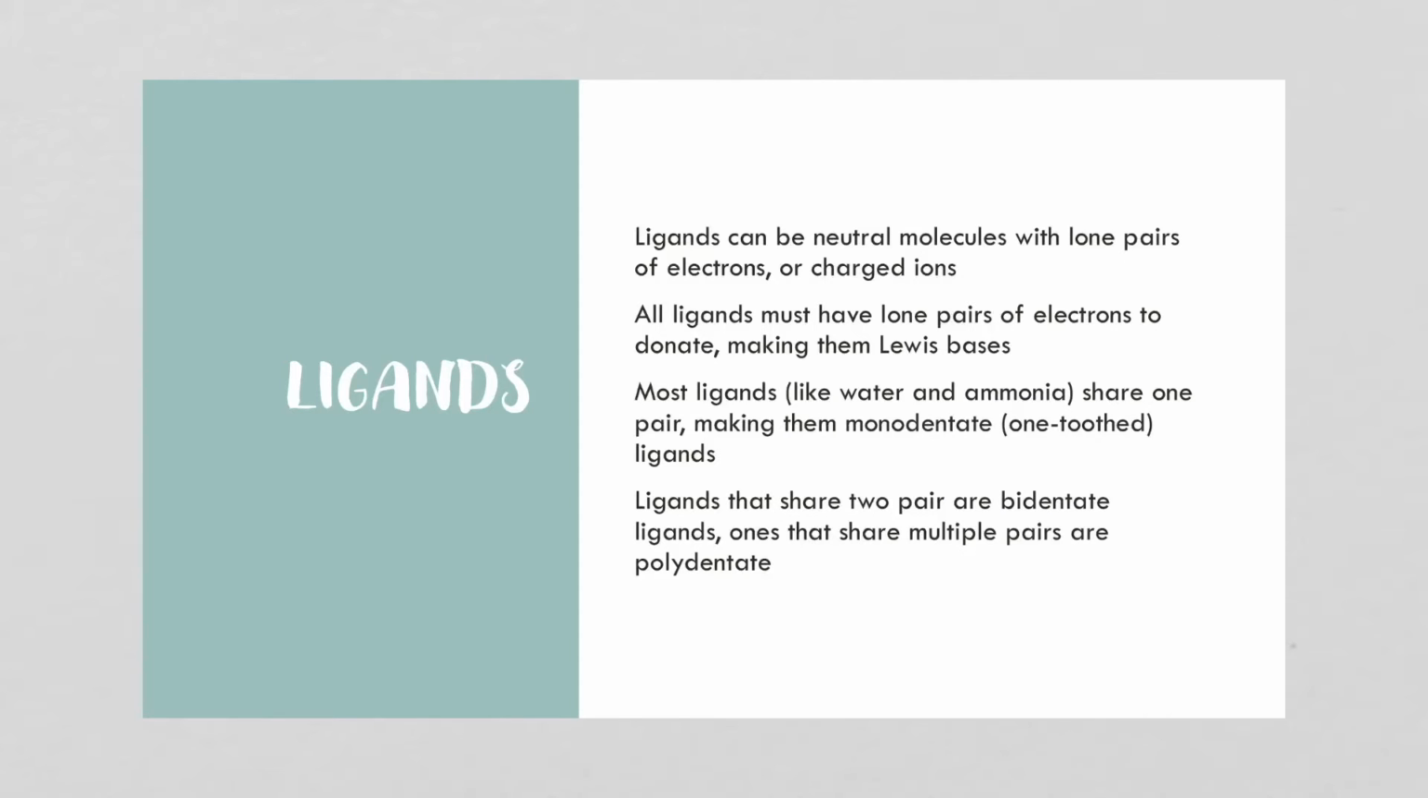Ligands can be neutral molecules with lone pairs of electrons, or they can be charged ions. All ligands must have lone pairs of electrons to donate, which makes them the Lewis base. Most ligands, like water and ammonia, will share one pair of electrons, and that makes them monodentate, or one-toothed, ligands. Ligands that share two pairs of electrons are bidentate ligands, and ones that share multiple pairs of electrons are polydentate. We'll look at each of these as examples.